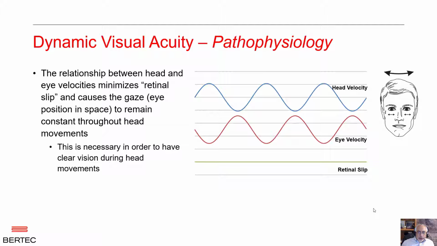The parameter, retinal slip, is defined as the difference between the head and eye movements. So in this graph, the eye velocity represents the movement of the eyes with respect to the head, whereas the retinal slip represents the absolute movement of the eyes in space. When retinal slip is zero or very small, it means that the images of objects are staying stationary on the retina, which is necessary to have clear vision during head movements. So the function of the VOR is to minimize the retinal slip during head movements.